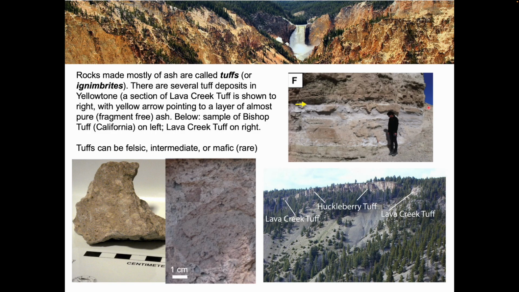Below is a sample of a tuff from California called the Bishop Tuff, which is a slightly smaller caldera system than the Yellowstone system, but it exists. It's only slightly older than Yellowstone. California has several very large supervolcanoes, and the Bishop Tuff comes from the youngest of those.